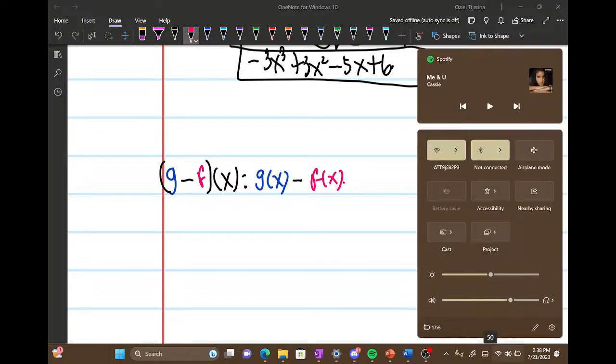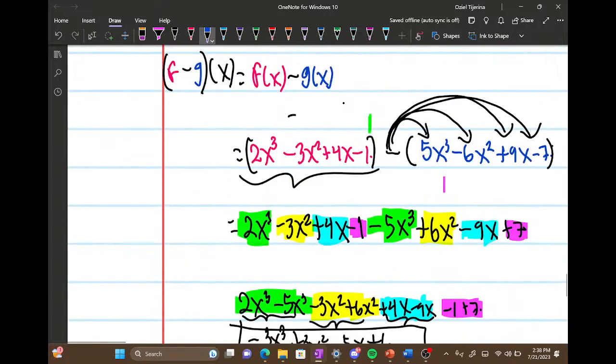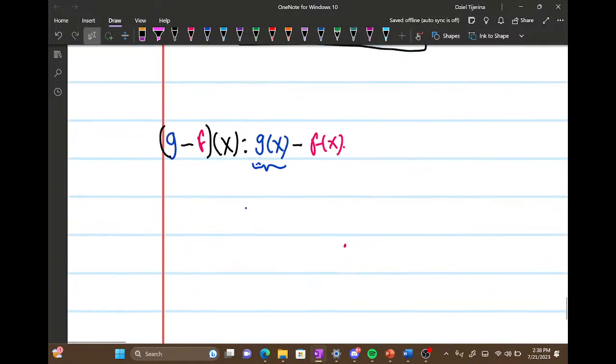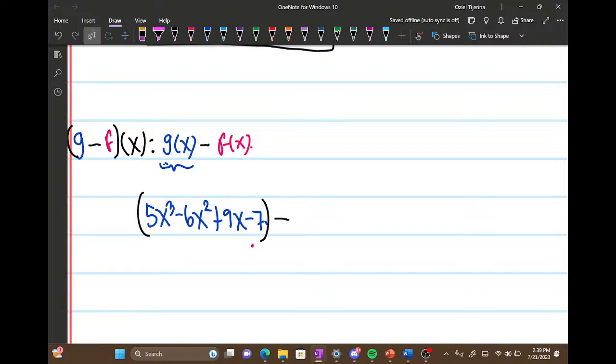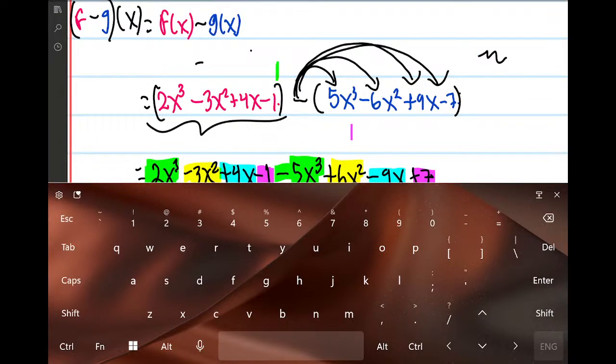So we now have the following stuff, and so now we can go ahead and say, g of x we had said was 5x cubed minus 6x squared plus 9x minus 7, and then minus f of x, so minus parentheses, and f of x was 2x cubed minus 3x squared plus 4x minus 1.